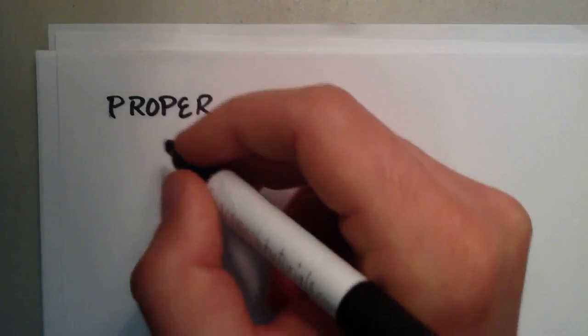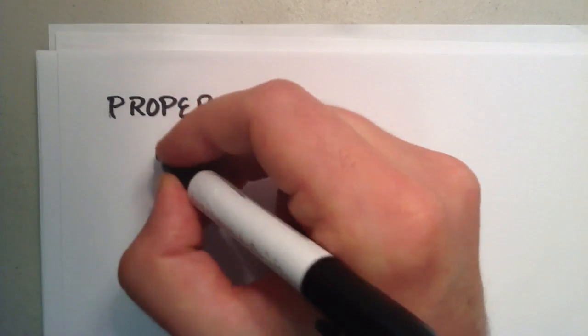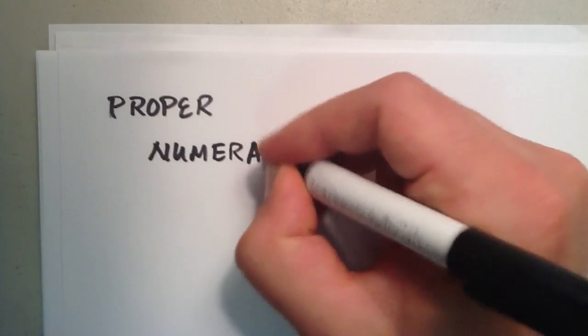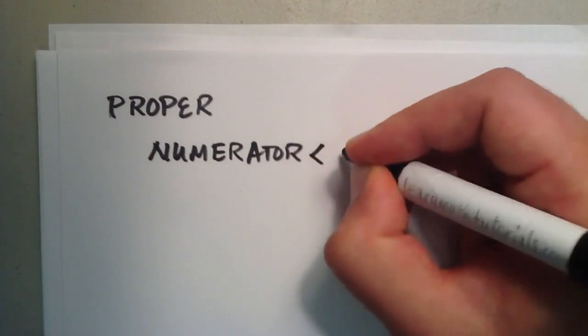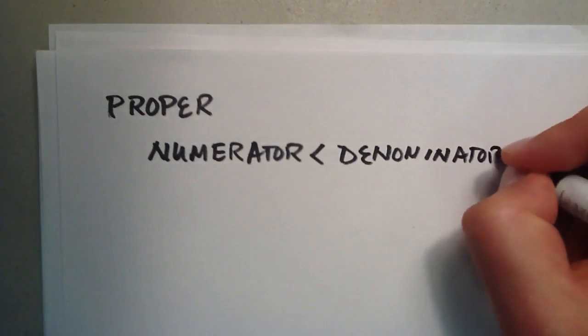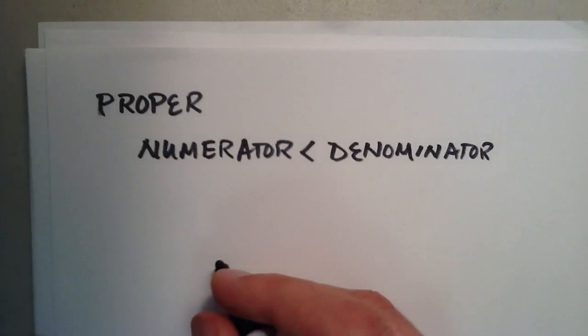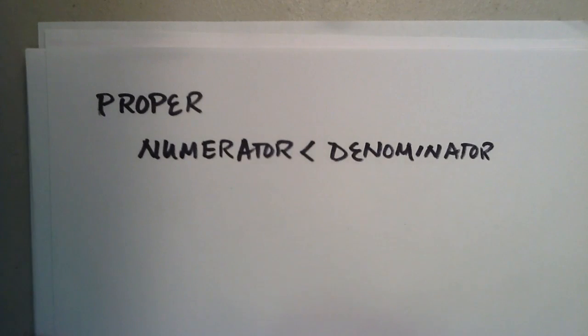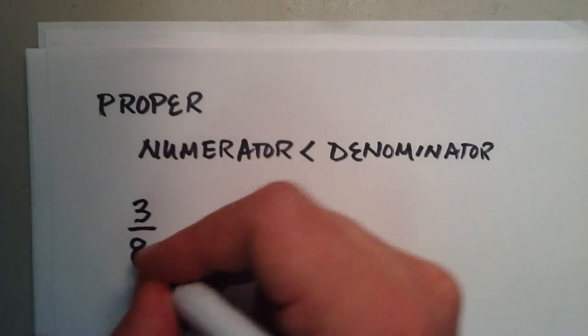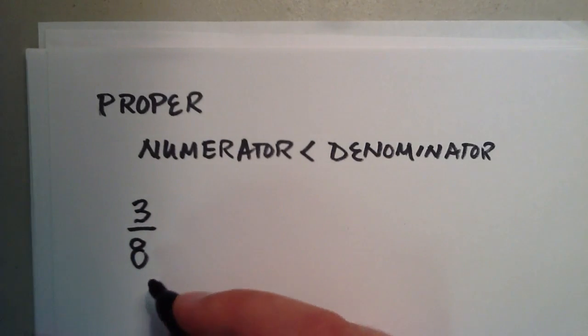So we'll start with the proper fraction. And basically, the proper fraction, all that is, the numerator is less than the denominator. So the number on top is going to be less than the number on the bottom. So let's illustrate this. One example would be the fraction 3/8. The numerator is smaller than the denominator.